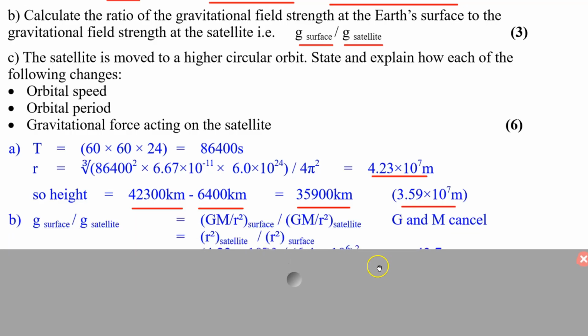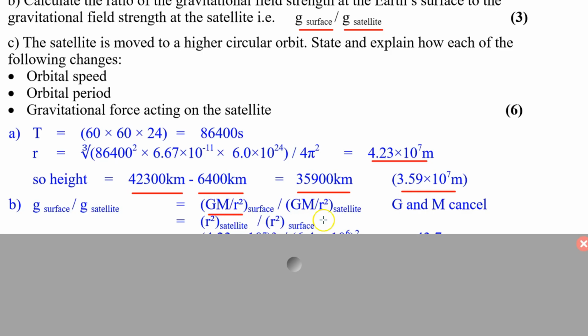So we know that G is equal to GM over r squared. This is related to Newton's law of gravitation, which is GMm over r squared, but the weight is mg, so little m cancels. But we are given this expression. Most exam boards will give you this in the formula booklet. So G at the surface is GM over r squared for the surface. G at the satellite is the same expression, but for the satellite. And we can see that the big G and the big M cancel.